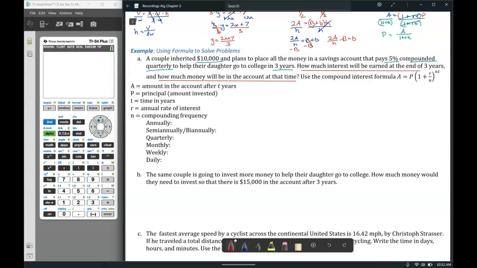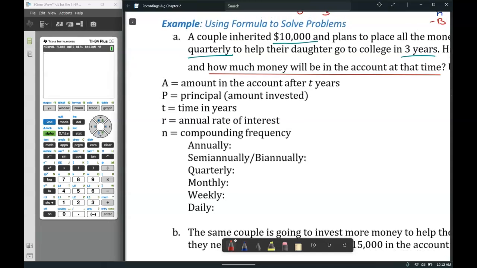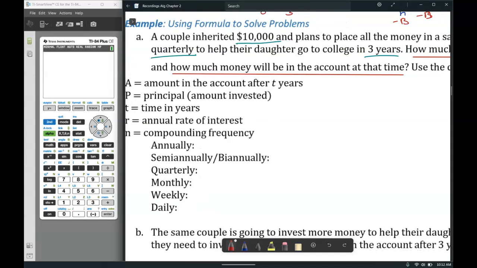So let's break down the parts of the formula. The first part is A. A represents the amount in the account after T years. So that's going to be our total after money has been earned. Principal is the invested amount, so our starting amount of money. T represents time in years, and that's very important.